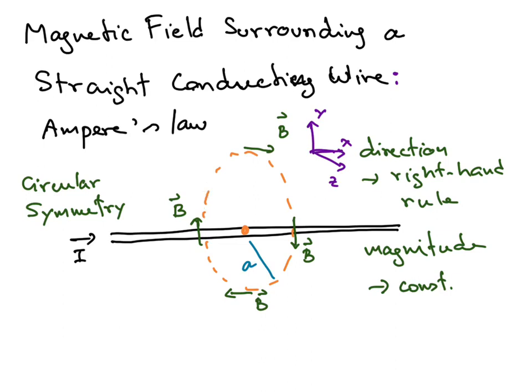Okay, so we know the direction, and we also know that this follows the right-hand rule, but the second version of the right-hand rule. That is, if you point your thumb in the direction of the current, the direction of the magnetic field will be the same direction as your curled fingers.